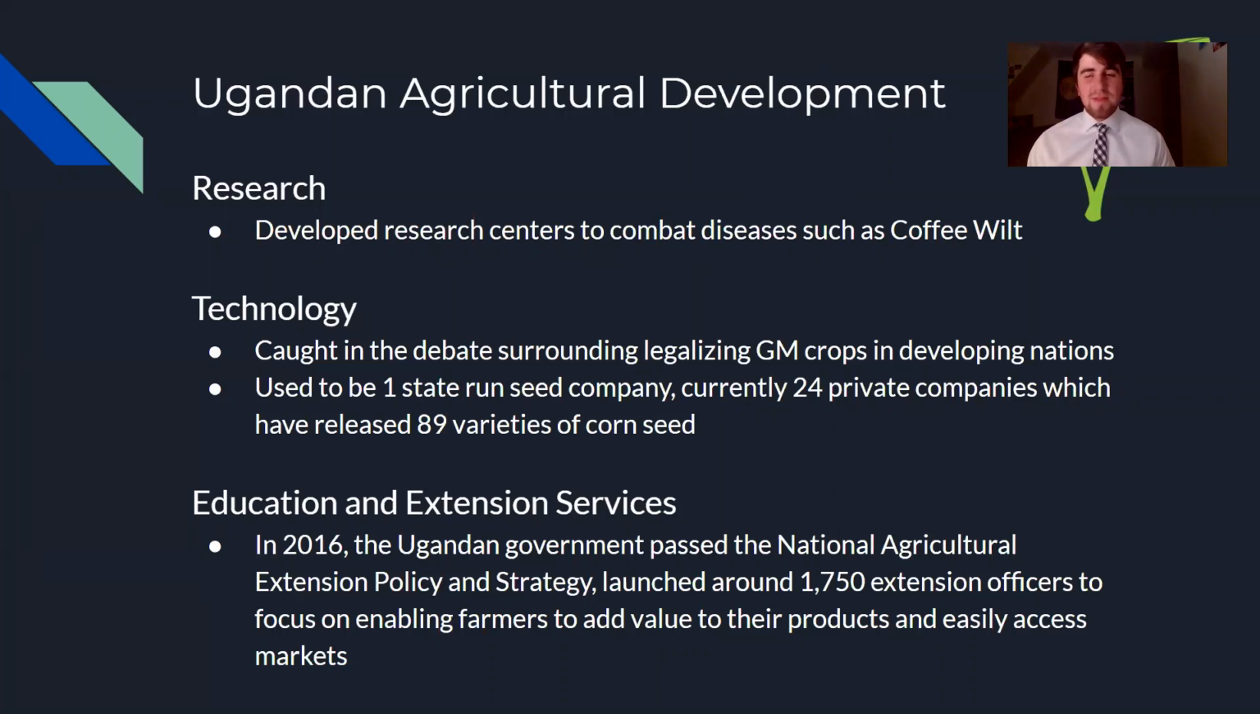But since they have legalized GM crops in their nation, they went from only one state-run seed company to currently 24 private-run companies that have now released 89 varieties of corn seed, leading to more efficient technologies available to farmers as well. They also are really serious about education and extension services, like we talked about earlier. In 2016, they passed the National Agricultural Extension Policy and Strategy, which launched a cohort of 1,750 extension officers to really develop the agricultural workers and markets alike in Uganda.